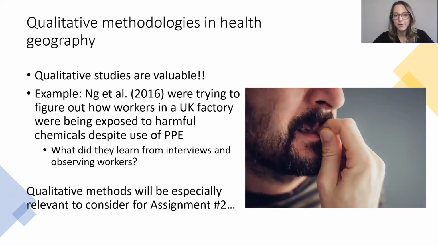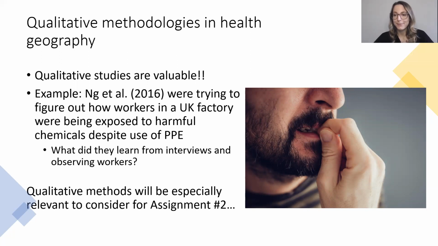They were trying to figure out how workers who were working in a factory in the UK were being exposed to harmful chemicals. They found out that they were being exposed based on blood samples. And so they were doing blood testing to see levels of chemicals. And they were surprised to see that some of them had high levels because they knew that the workers were wearing personal protective equipment, PPE. So they're trying to figure out, well, how could this be?